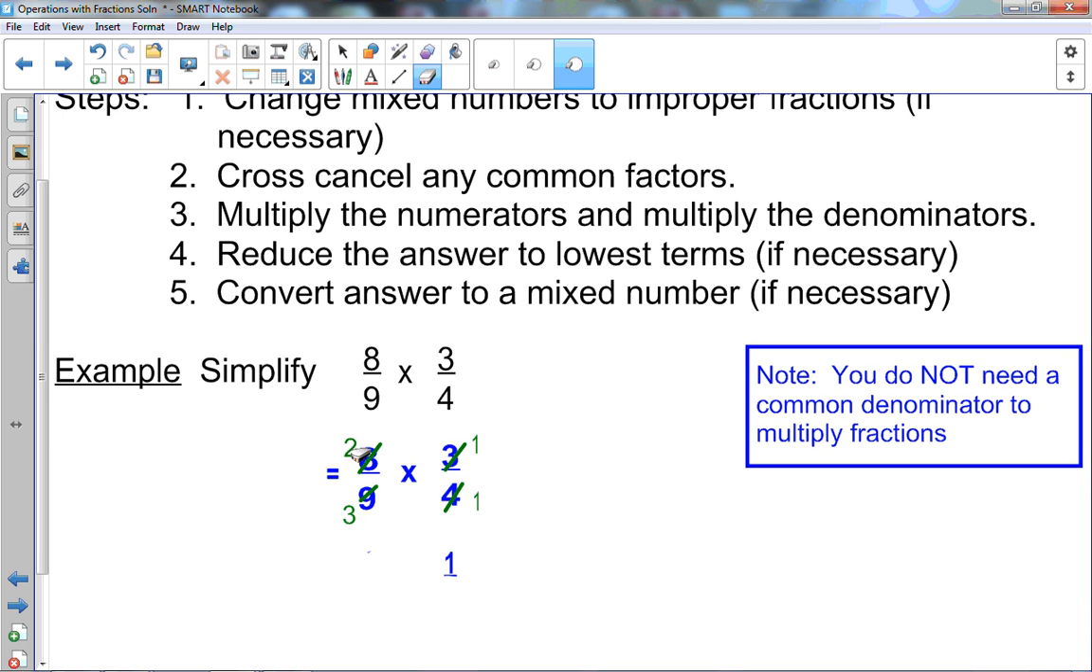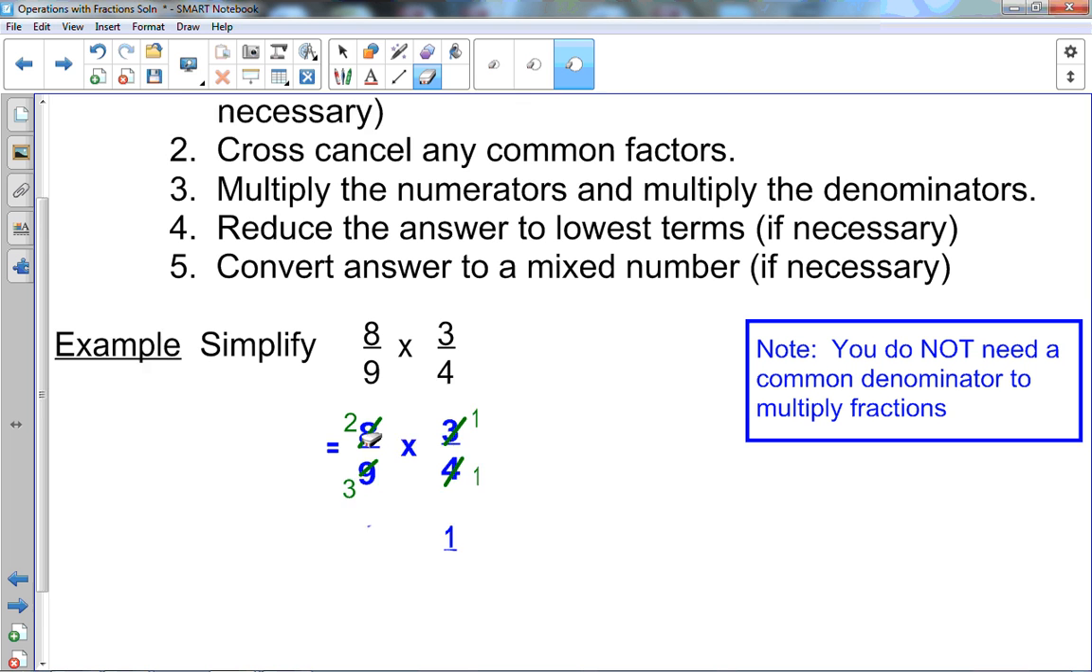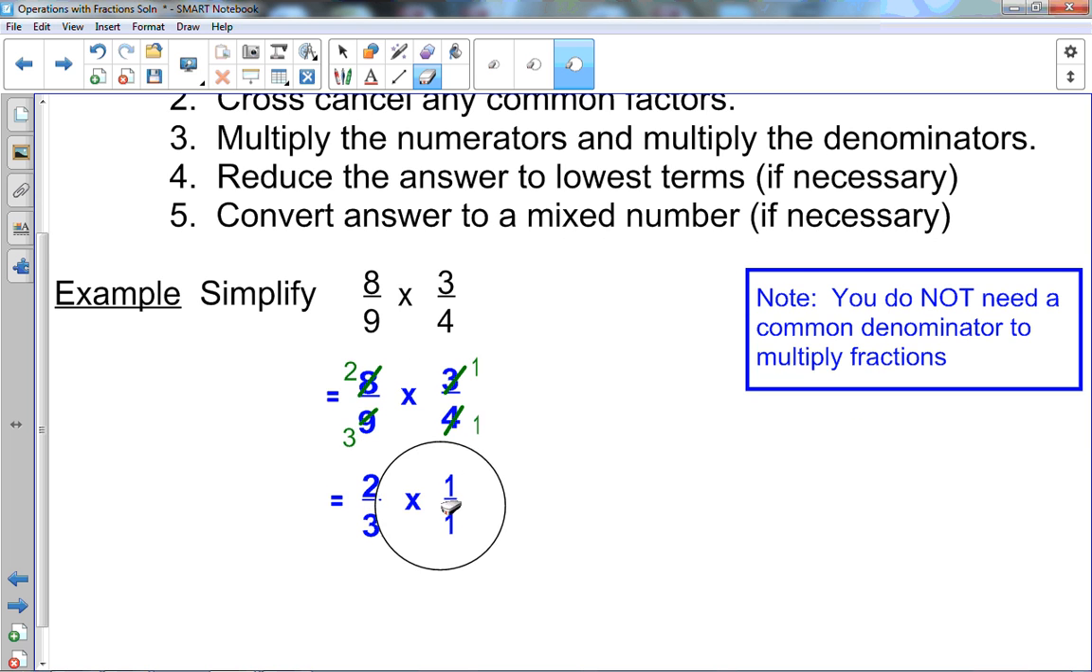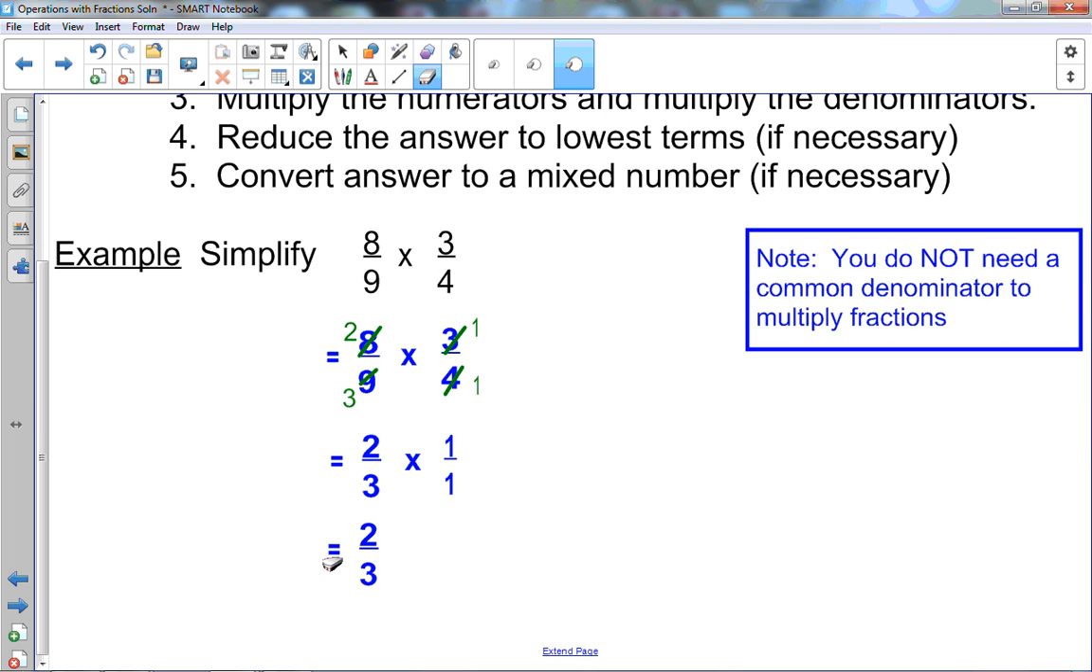So what you now have, instead of 8 over 9 times 3 over 4, is 2 over 3 times 1 over 1, which is 2/3. Why do we do this? Because we're trying to save ourselves some steps. Also, I am going to be looking for this when we do our quizzes and tests. Okay, you should be able to cross cancel. You should be able to identify factors between fractions.